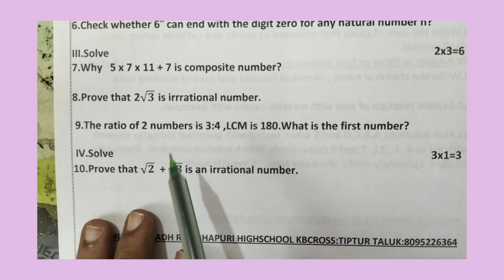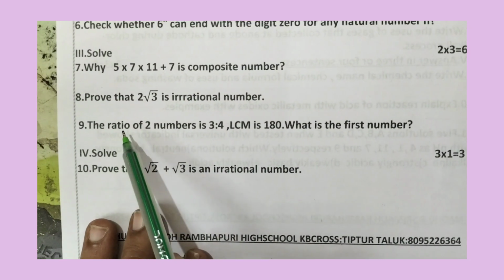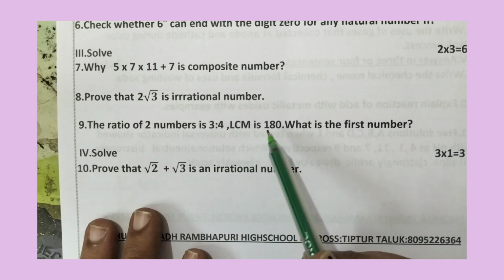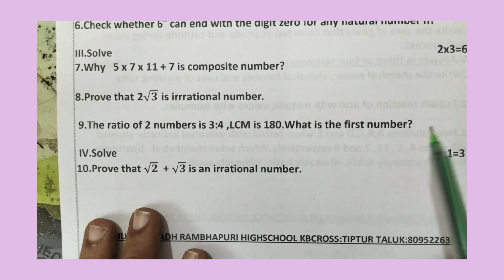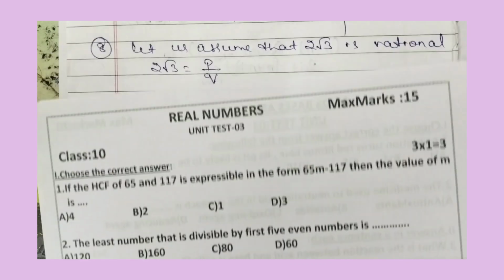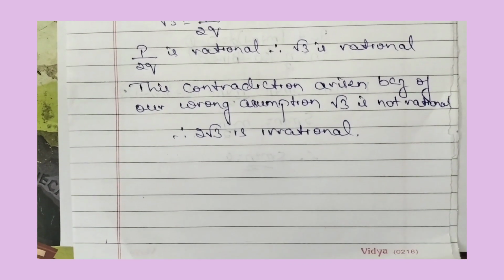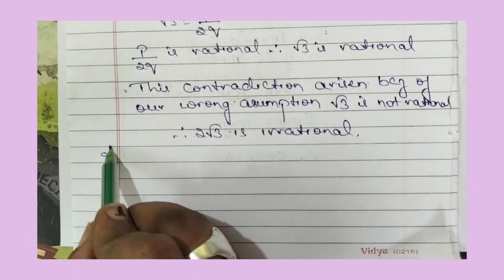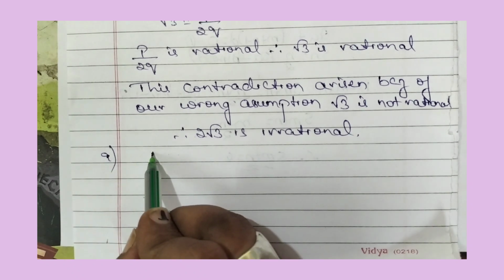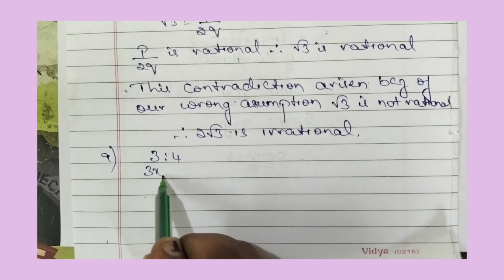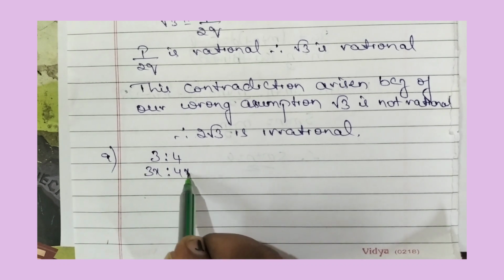Now let us move to question number 9. The ratio of two numbers is 3:4. LCM is 180. What is the first number? So they have given the ratio of two numbers. So let us solve this question now. So this is question number 9. The ratio of two numbers is given as 3:4. So one number is 3x, another number is 4x.